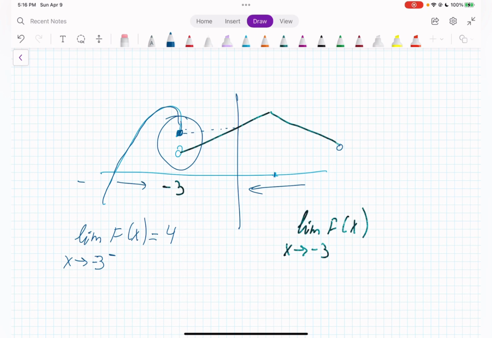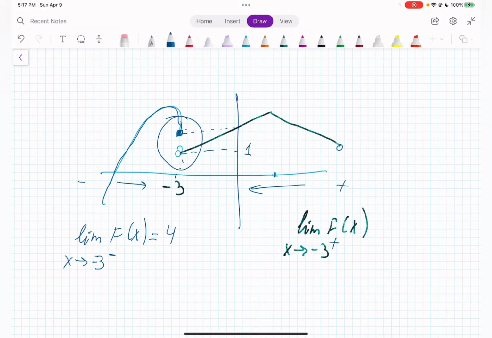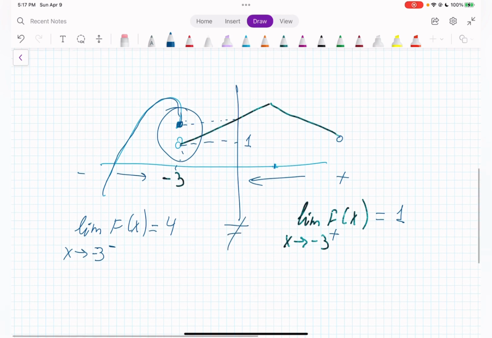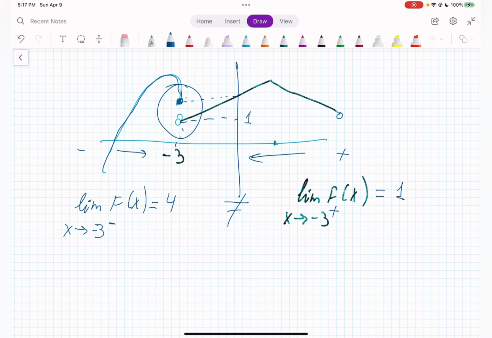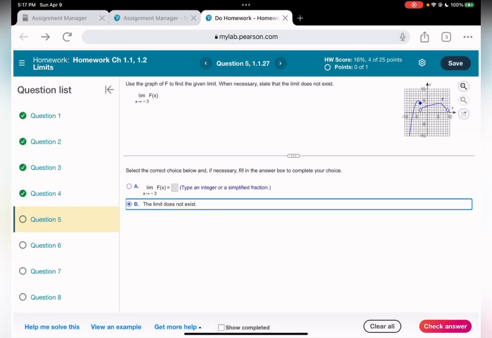Now, when it's approaching from the positive side, how much are we getting? We got positive 1, right? Let's double check. Yeah, from the positive side of negative 3, we are getting positive 1. Okay, so as you can see, these are not equal. 4 cannot be equal to 1. Therefore, we can conclude that there is no limit at the point negative 3. The limit does not exist.